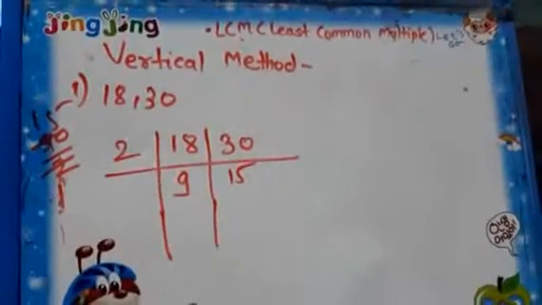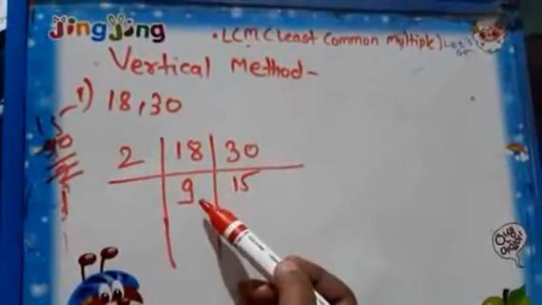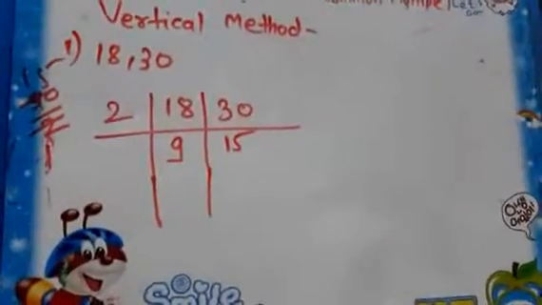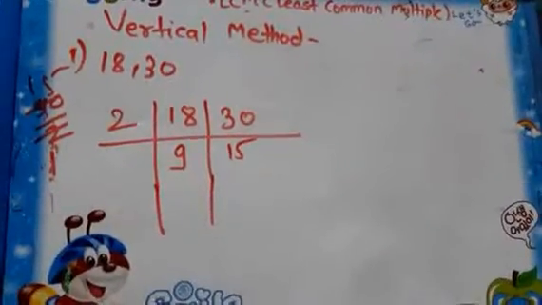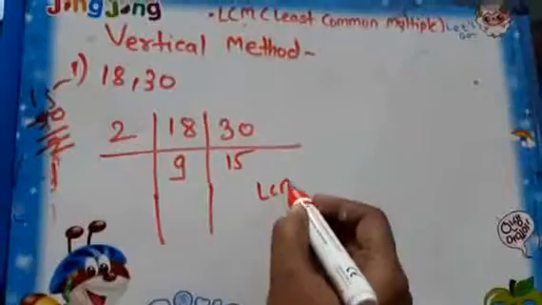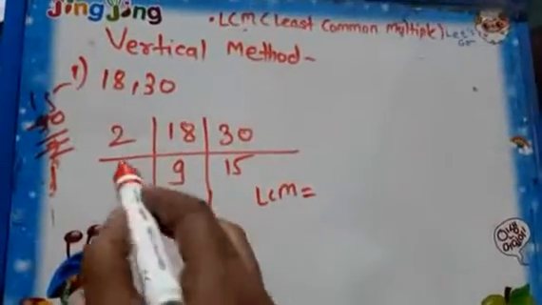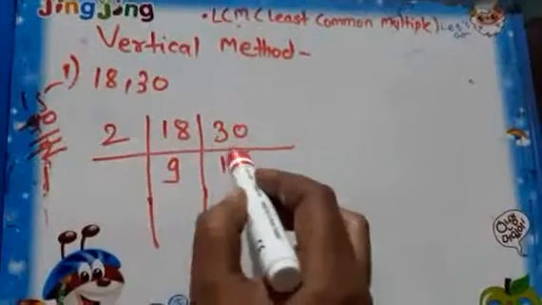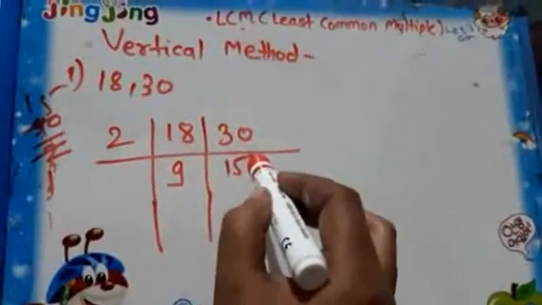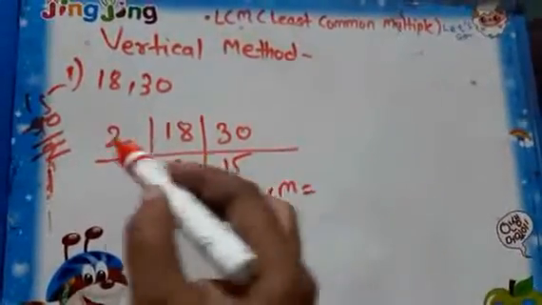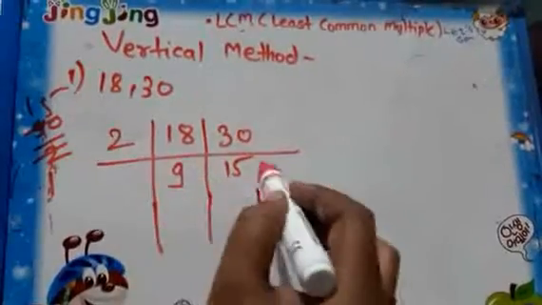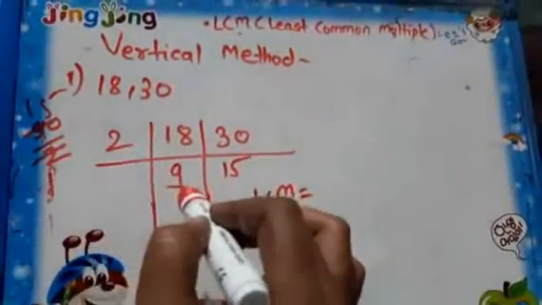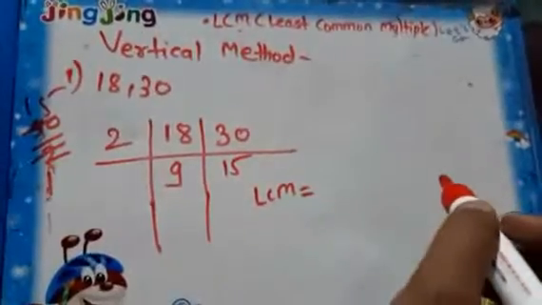Now see what we have to do. After completing this step, carefully see what we have to do to find LCM. LCM will be written as: here whatever numbers will be there, those are common numbers, and here you will get uncommon numbers. So LCM is the product of common numbers and uncommon numbers. So simply we have to write 2 into 9 into 15.